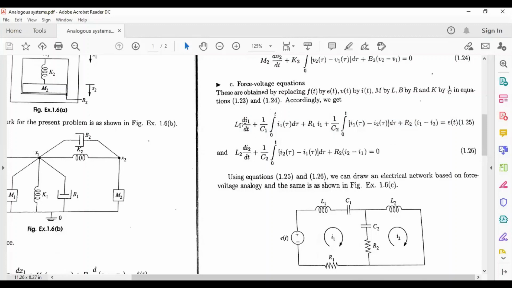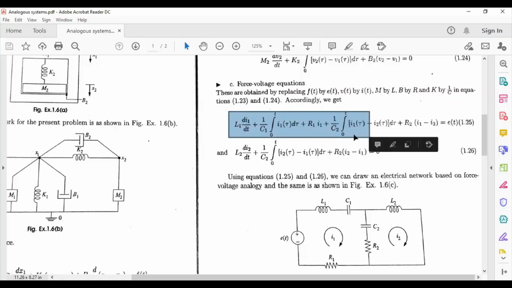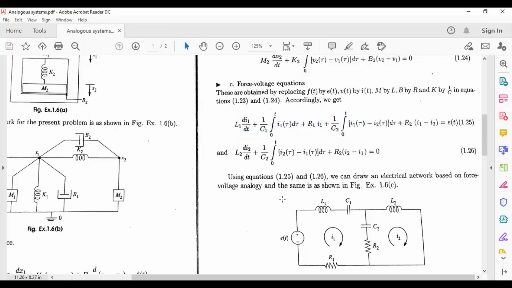So you can see now L1 is independent, C1 is independent, R1 is independent, whereas C2 is common to the other loop where current I2 is flowing, and R2 is a common element with the other loop where I2 is flowing. So only C2 and R2 are common to some other loop. Rest all, L1, C1 and R1, are independent. They are present in only the first loop, where only I1 is flowing. So first draw only this part.